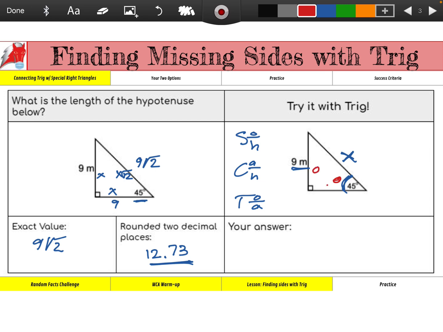Here's the opposite, adjacent, hypotenuse. Well, you're going to have one, and you're going to need to find another. So that'll be your 2. Well, I know the 9, and I'm looking for x. That is opposite and hypotenuse. So I know I'm going to use sine.